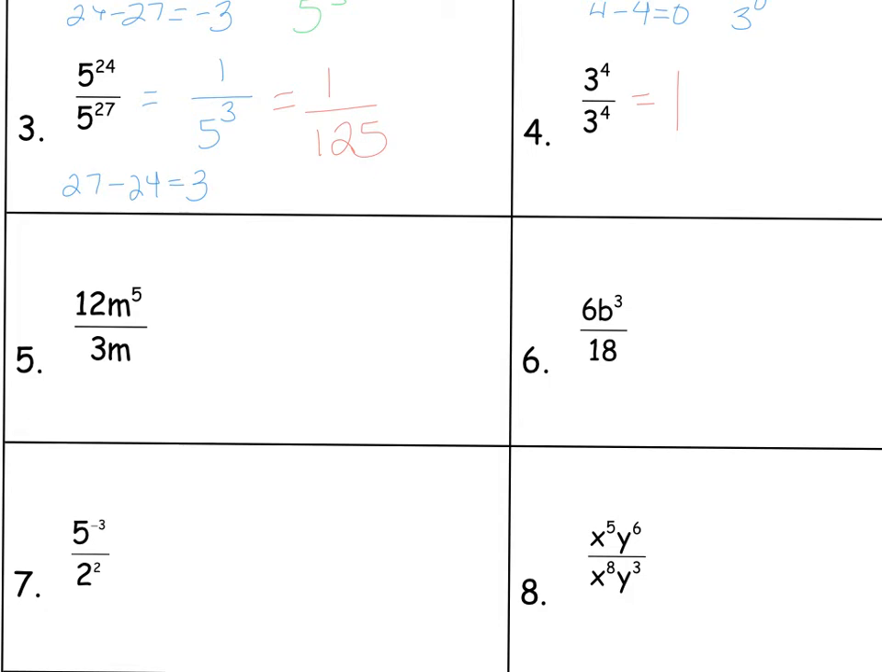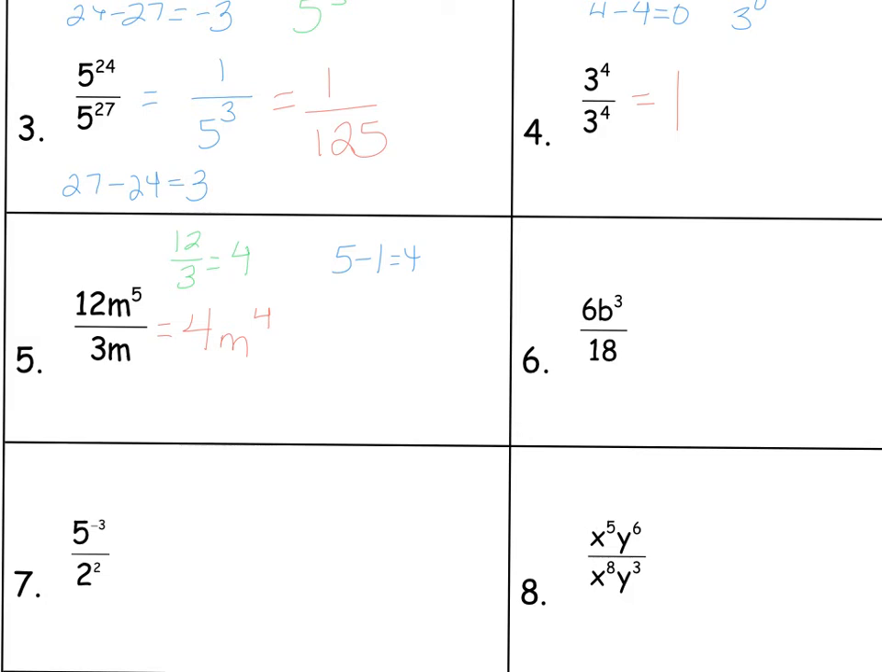Looking at number 5, we have 12 over 3. Well, we know that 12 over 3 is equal to 4. Therefore, our answer has to have 4 in it. We then subtract our exponents like we've been doing, and 5 minus 1 is 4. Therefore, the answer is 4m to the 4th.